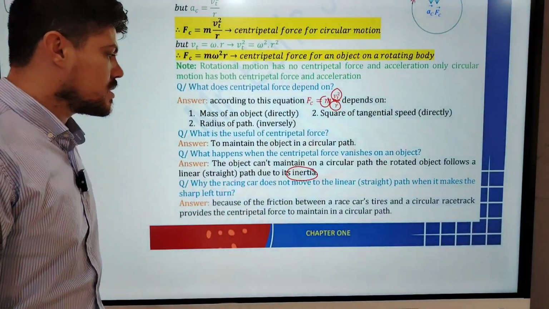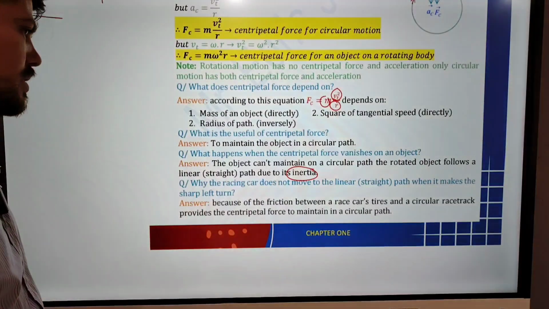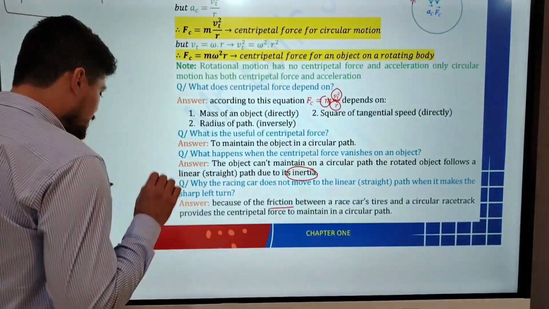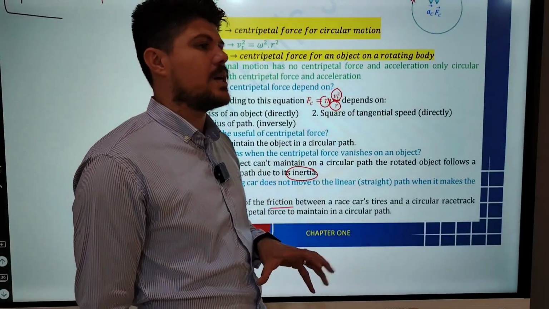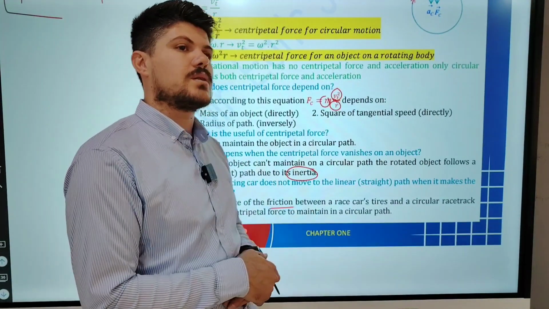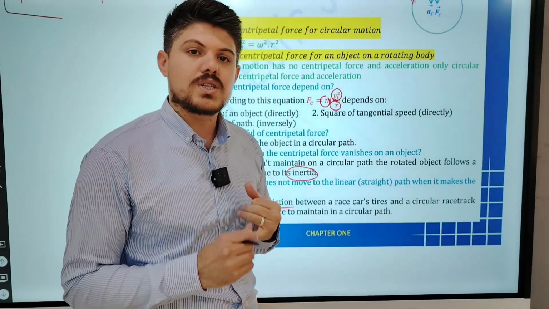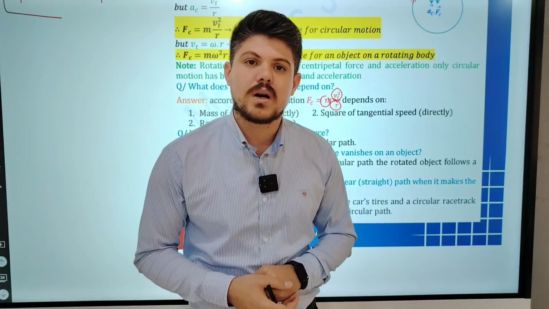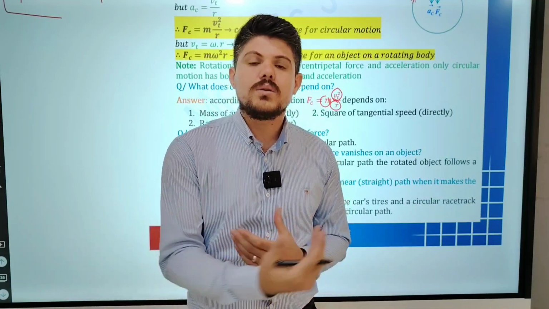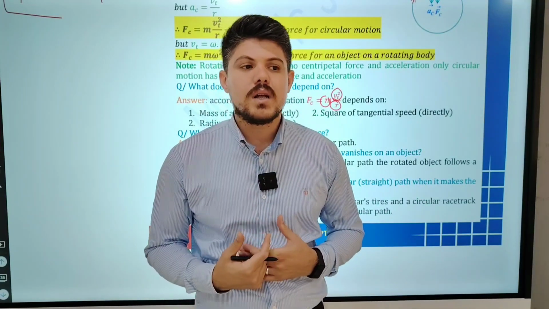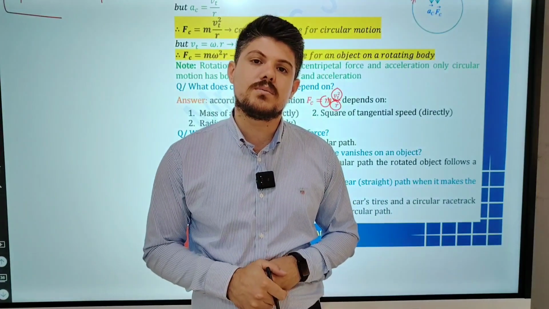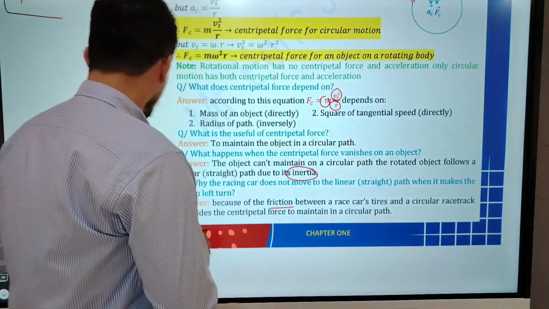Why doesn't the racing car move on a linear straight path when it is making a sharp left turn? Because of the friction. So what provides the centripetal force when a car makes a sharp left turn in a circular path? You have to say the frictional force between the tire of the car and the road. In the absence of friction, the car cannot move in a circular path. Instead, it moves in a linear path, even if you make a sharp left turn with the steering wheel. Okay?